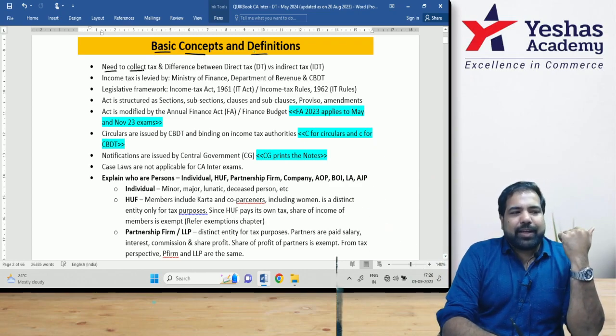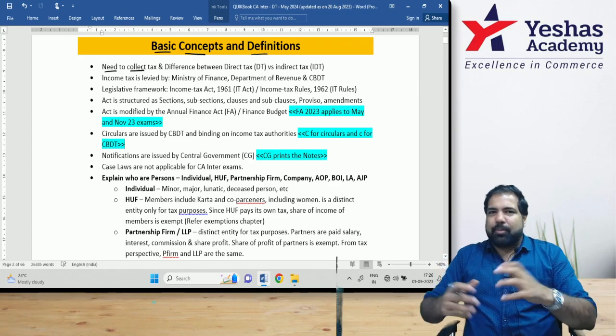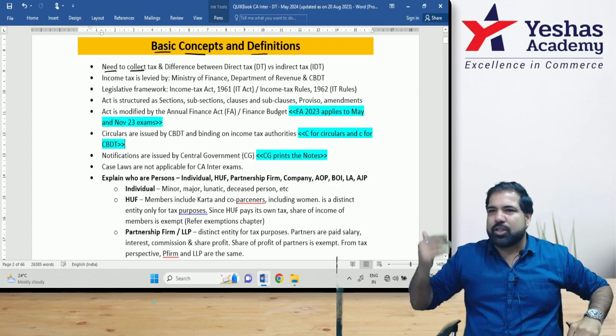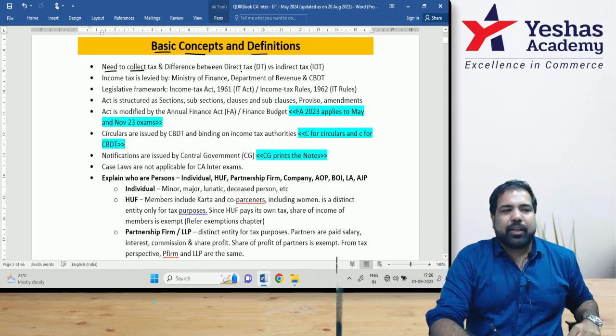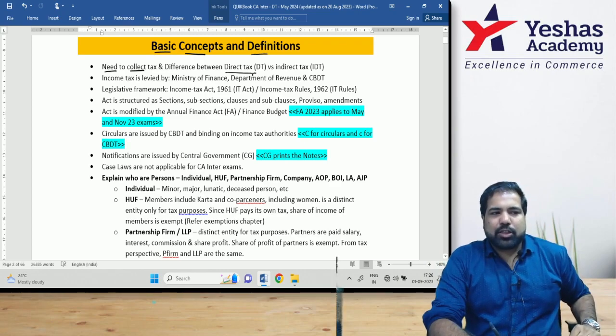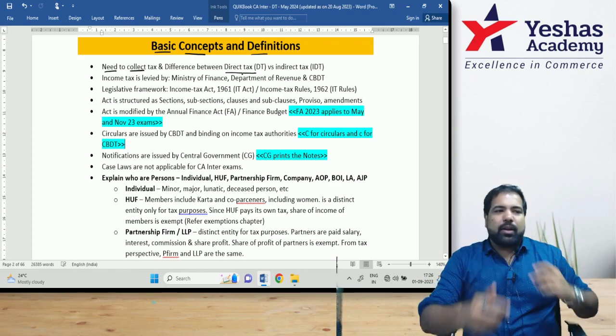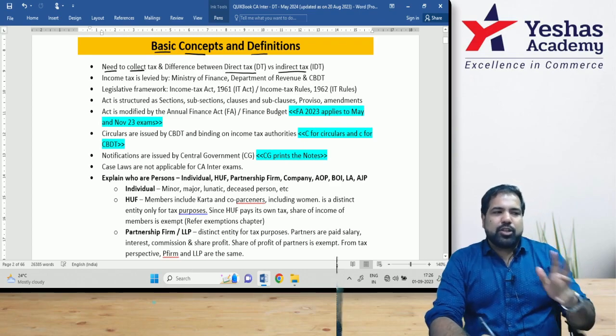Guys, is there a need to collect tax? Yes, the government needs the money to spend on various things like healthcare, bridges, roads, railways, etc. And are there two different types of tax? The first one, DT, and the second one, IDT. Guys, can we differentiate between them?